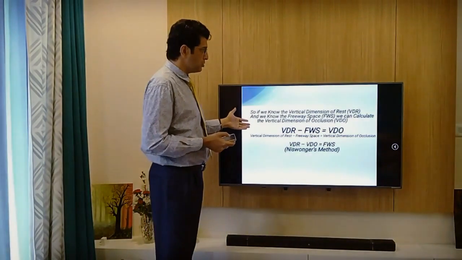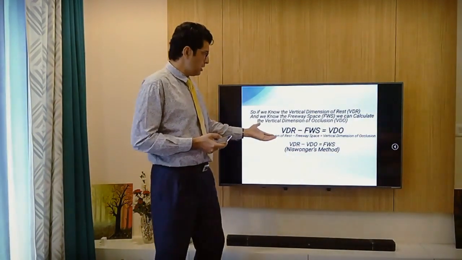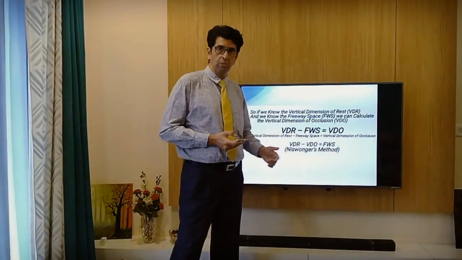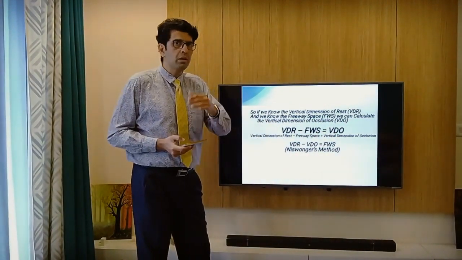Now this method is also called the Niswonger's method, where you have the vertical dimension of rest and you subtract the freeway space and you arrive at the vertical dimension of occlusion. A bit of a roundabout way, but an effective way.